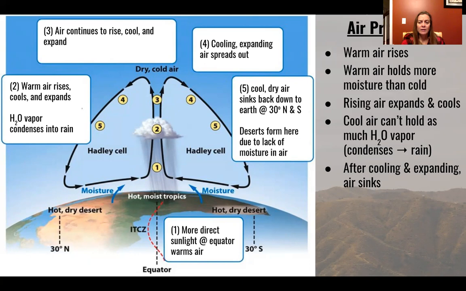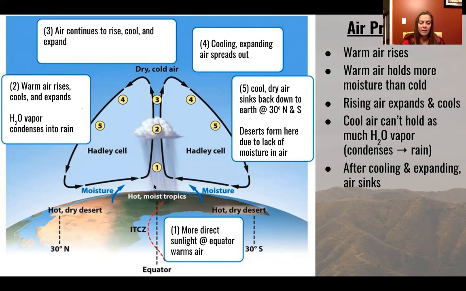So, properties of the air itself. Warm air rises. Warm air is going to hold more moisture than cold air. As air rises and there's less pressure on it from the layers above, it's going to expand. As it expands, there's fewer molecules bumping into each other, so it's going to cool. And the cool air can't hold as much water vapor, which is going to cause condensation, which will result in rain. And after the air cools and expands, it's now colder, which makes it denser, which means it's going to sink.